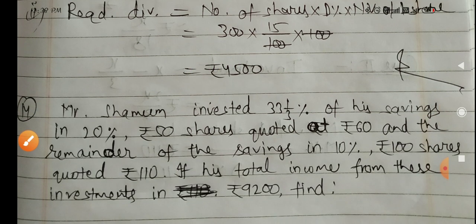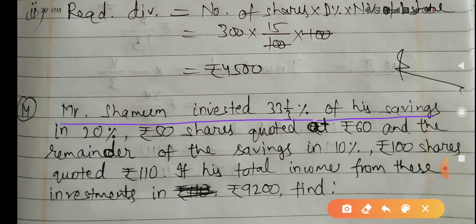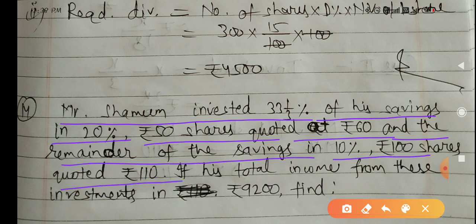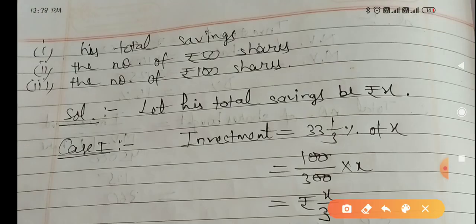Now one more difficult question I am taking, the 14th. Mr. Shamim invested 33 whole 1 upon 3% of his savings in 20% rupees 50 shares quoted at 60, and the remainder of the savings in 10% rupees 100 shares quoted at 110. If his total income from these investments is rupees 9200, find: first part, his total savings, number of 50 rupees shares, number of 100 rupees shares.